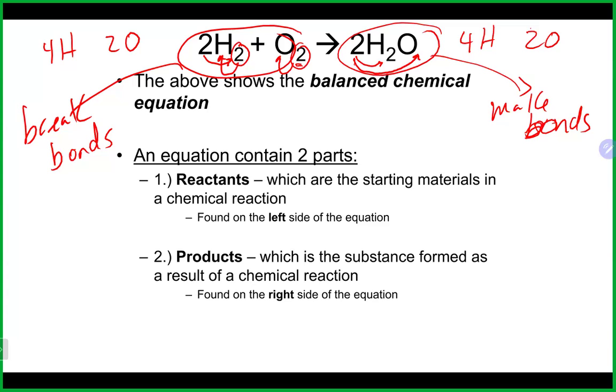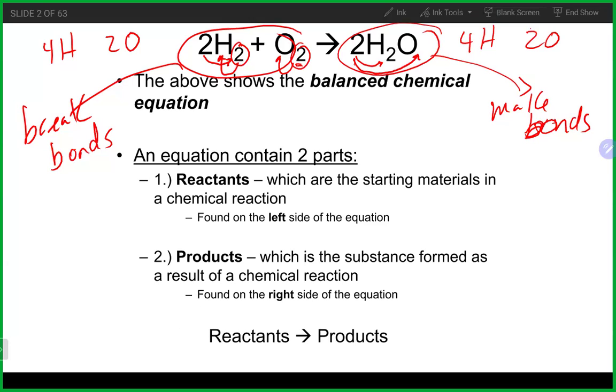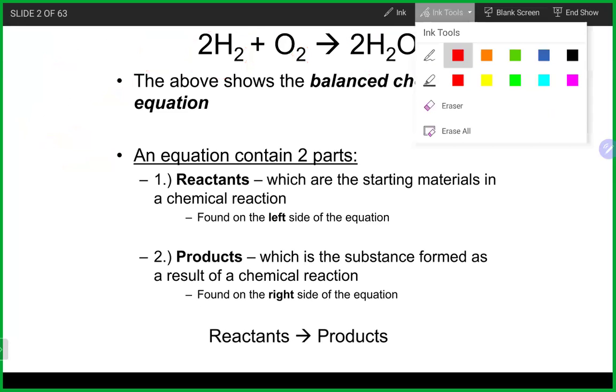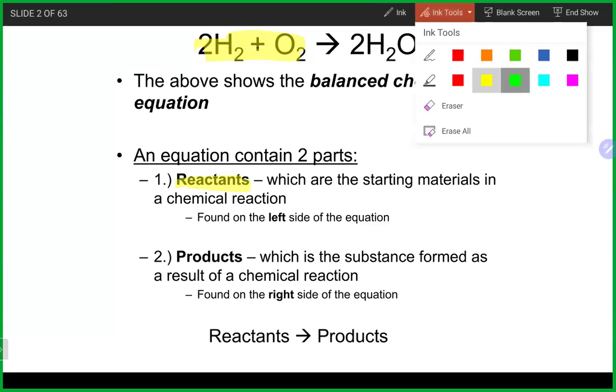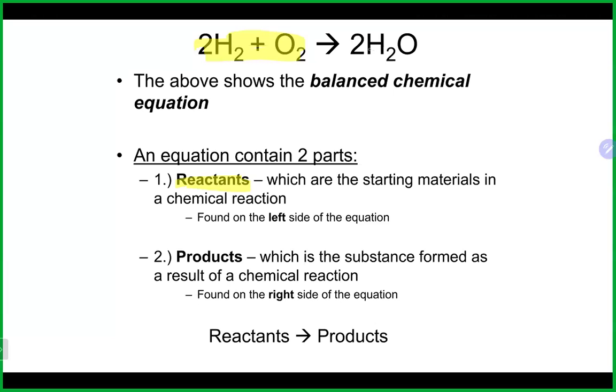So when we look at an equation, there's a couple of parts to an equation. On the left-hand side of the arrow, those are what are referred to as our reactants. So these guys on this side, these are our reactants, and those are our starting material in a chemical reaction. Those are the guys we're going to break all those bonds away from. They're going to release the hydrogens and the oxygens from each other. On the right-hand side of the arrow, these are what we call products. And so on the right-hand side is our products.